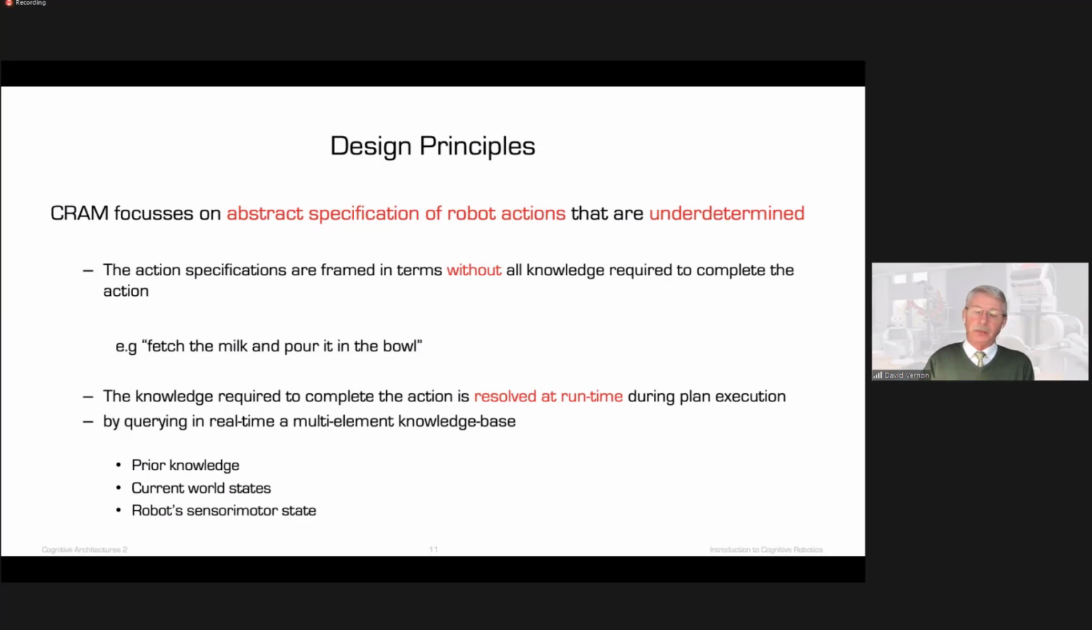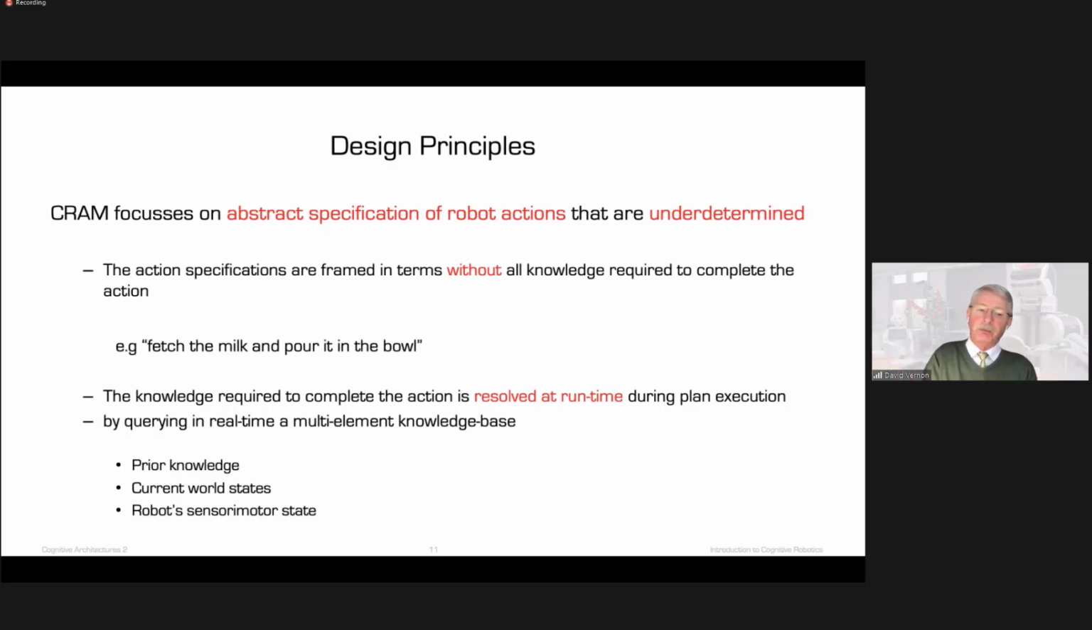And all of that knowledge has to be provided and made available to the robot so that it can do this mapping from the high level underdetermined action description to the low level motions. We refer to that as resolving at runtime these requirements for knowledge while the plan is being executed. And it's accomplished by querying in real time a knowledge base. It's a multi-knowledge element knowledge base, and it's called NOROB. I'll show you about that later on.